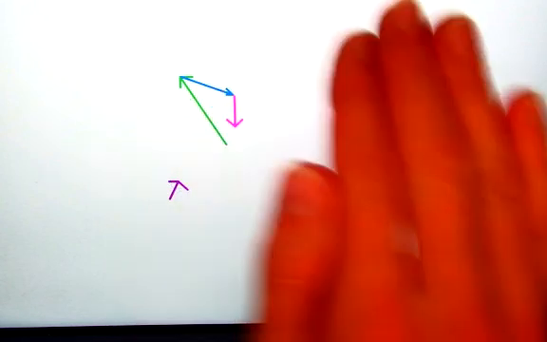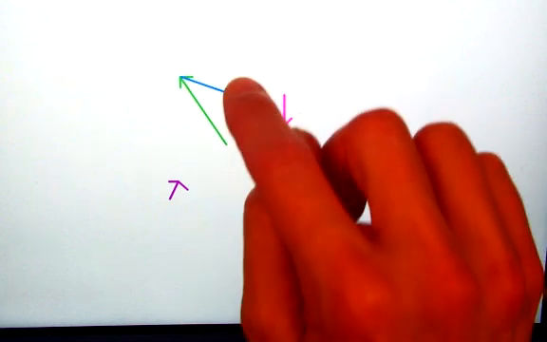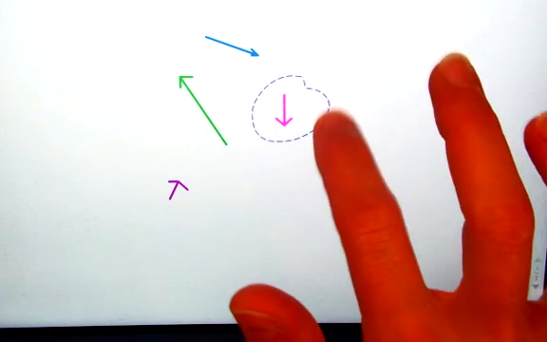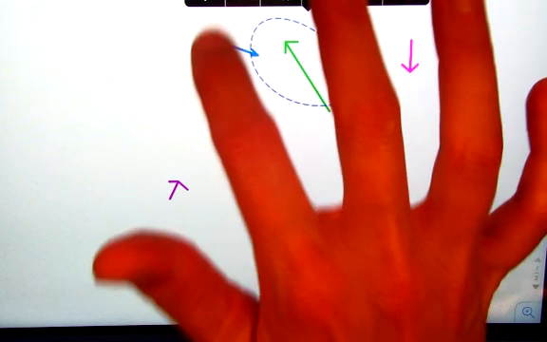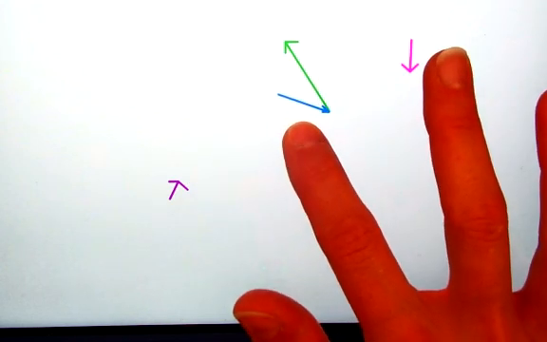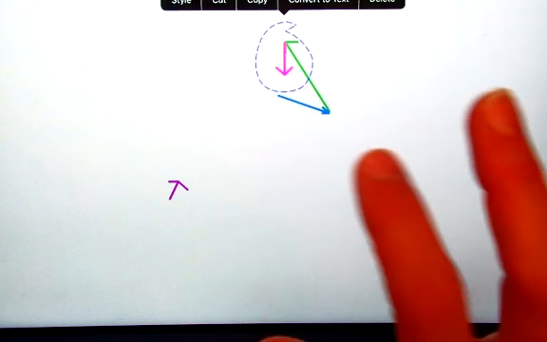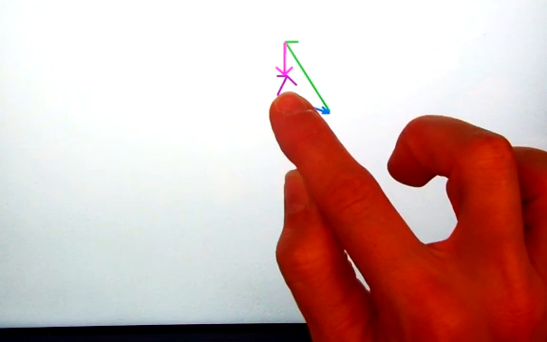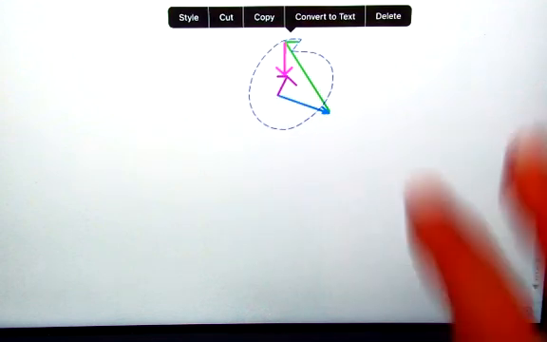Remember, vectors can be moved anywhere. So let's say instead of starting with green, let's say I started with blue. So let's go blue to green. So let me move this. So blue first, I move blue, then I move green, and then I'm going to move pink. And then, since this was my start, if I put this up here, notice it does not matter the order that you put this in. You're going to get the same resultant vector.